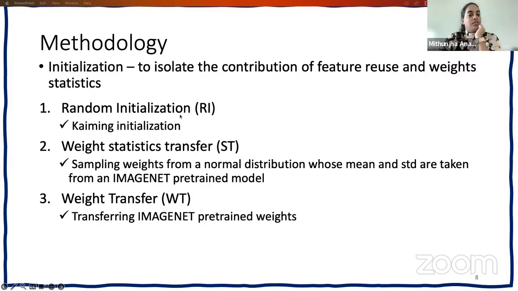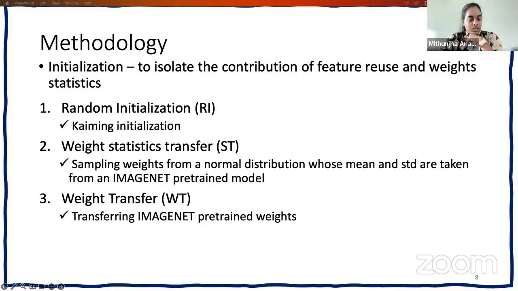To isolate the contribution of feature reuse and weight statistics, they are using three initialization methods. First is random initialization, where the weights are randomly initialized. Second is the weight statistic transfer: as I mentioned earlier, they take an ImageNet pre-trained model, take the mean and standard deviation of those weights, and sample the weights from that normal distribution. The third is weight transfer, where we directly use those weights for the next task.